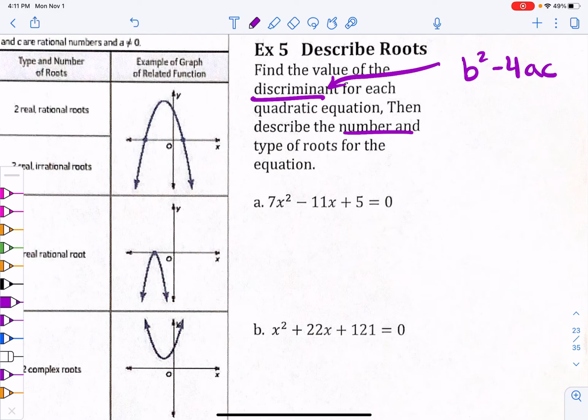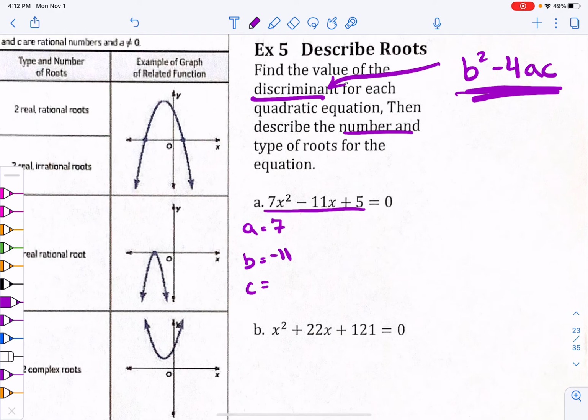Okay, so b squared minus 4ac, we're still going to do the same thing here. I'm going to label out the a, b, and c, but rather than doing the entire quadratic formula, we're just going to do this part of it. Okay, so a is 7, b is -11, c is 5.